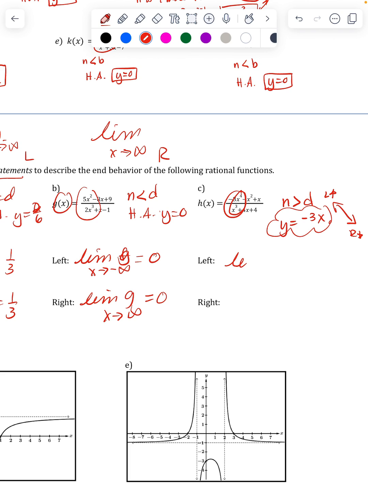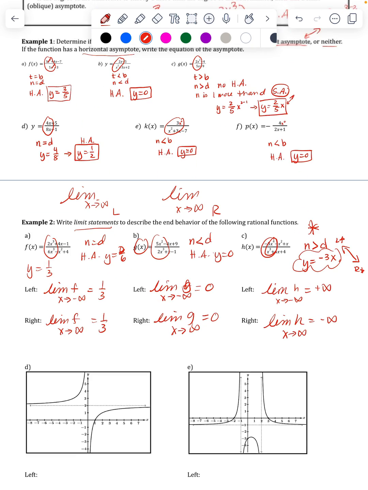So my left end is going to be the limit as x goes to negative infinity of this function, and that's going up, versus the limit of this function as x goes to the right, which is going down. So that's one that you've got to kind of think about. All right.